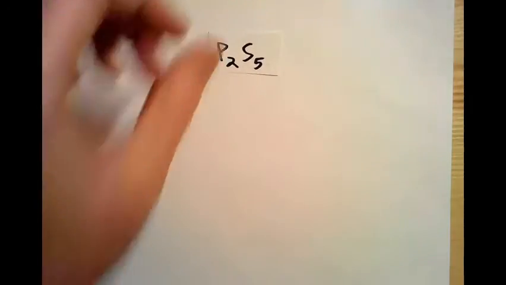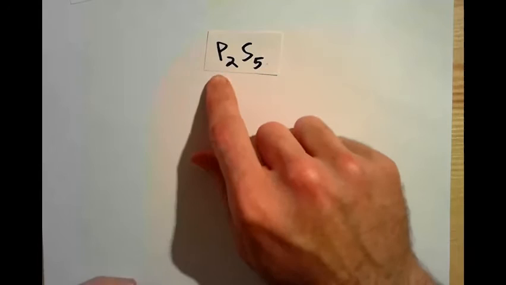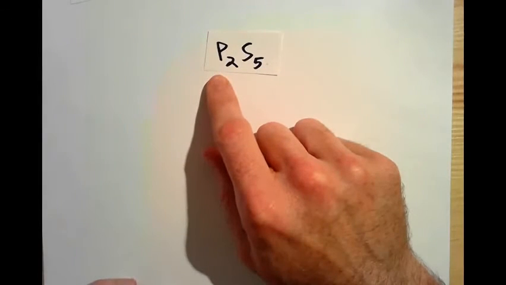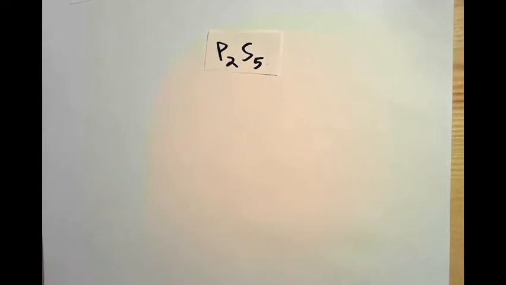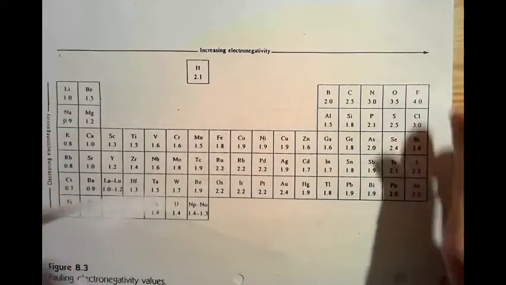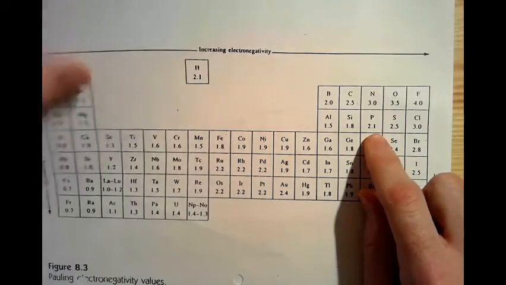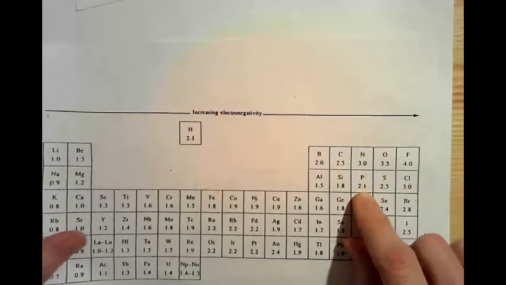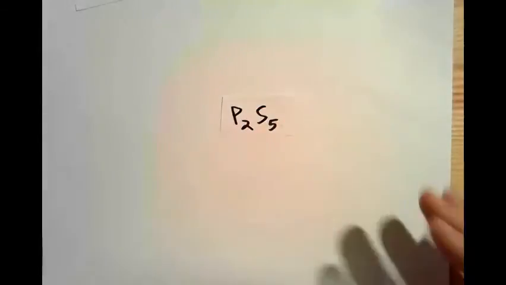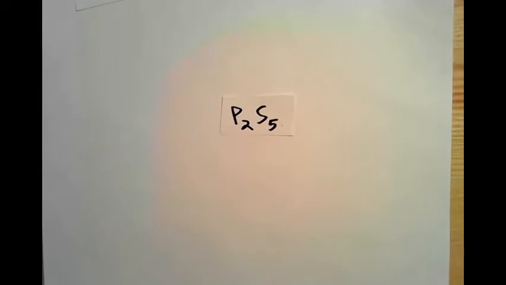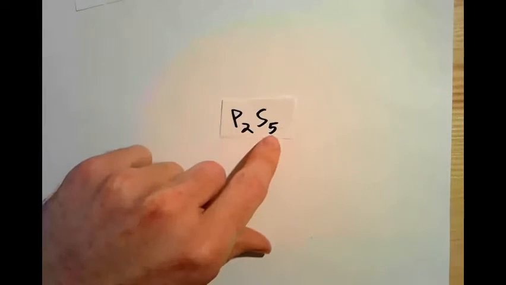So if I have something like P2S5, the least electronegative is going to be the one that comes first. And you might also say, Mr. Russell, how do I know which one is the least electronegative? Well, that's always going to be the one that's to the left. We have phosphorus and sulfur. So phosphorus is the least electronegative of the two. So I have 2 phosphorus and 5 sulfurs.